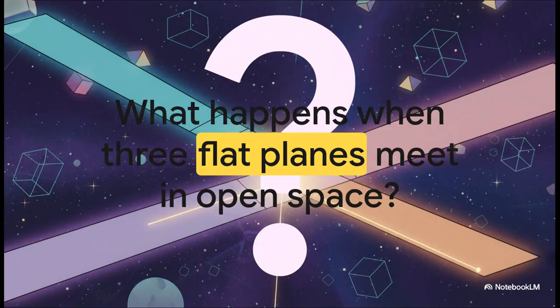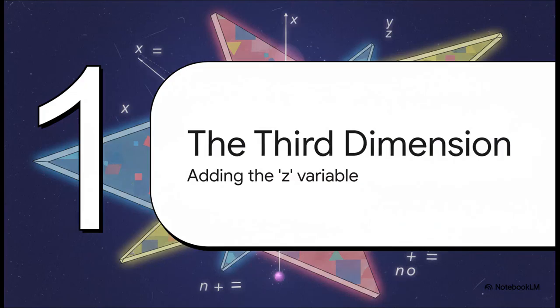But what if we're not on a flat page anymore? What if instead we've got three vast flat planes? I want you to picture three infinite sheets of glass, just floating and meeting in open space. All of a sudden, that single, predictable point, well, it's not the only game in town anymore. And that, my friends, brings us right here. Welcome to the third dimension, the key that unlocks this whole new world. It's just a third variable. Yeah, we're not just talking about X and Y anymore. We're bringing Z into the party.